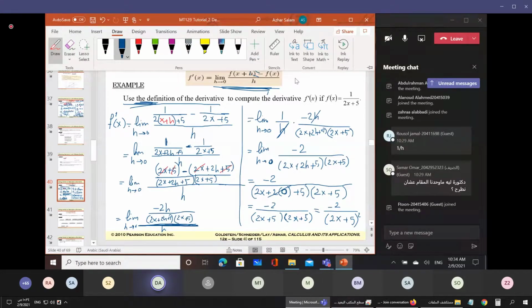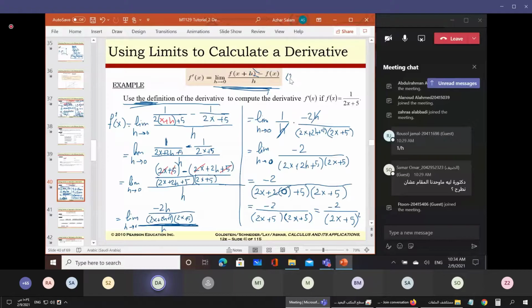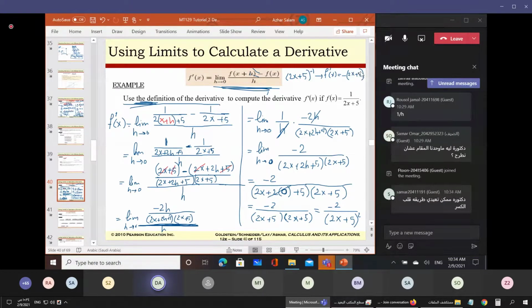Here I have f of x is actually (2x plus 5) to the power minus 1. This is f. To find the derivative, f dash of x, it will be minus 1 multiplied by (2x plus 5) to the power minus 1 minus 1. I will rewrite it here: minus 2 multiplied by (2x plus 5) to the power minus 1, which is minus 2.